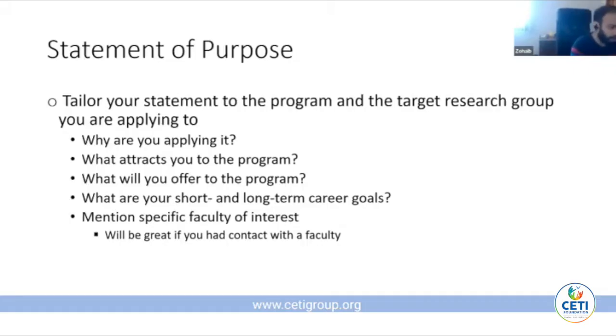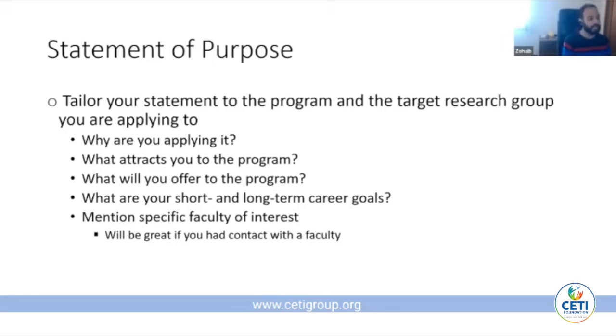And I would still say that the statement of purpose should be different for different universities or different research groups. You should not be like, I have one statement of purpose, I'm applying to 7 universities, I'm going to send the same statement of purpose to all the 7 universities. So it should be different for different universities. You should tailor it instead of sending one SOP to all the universities.